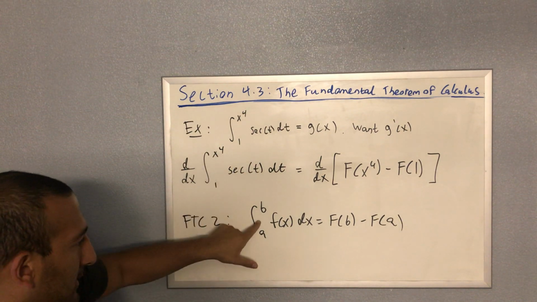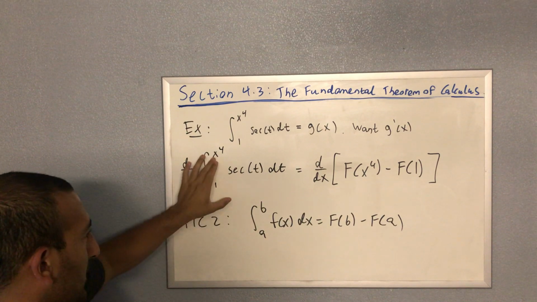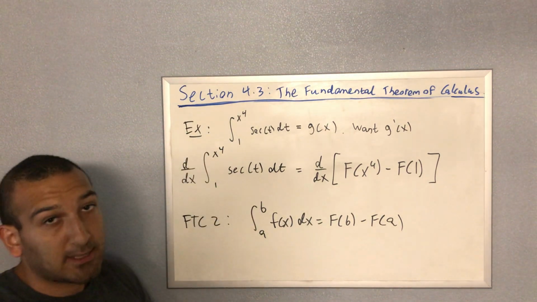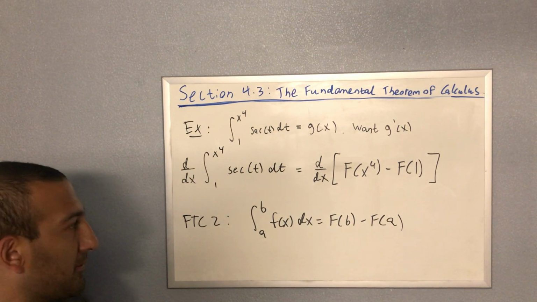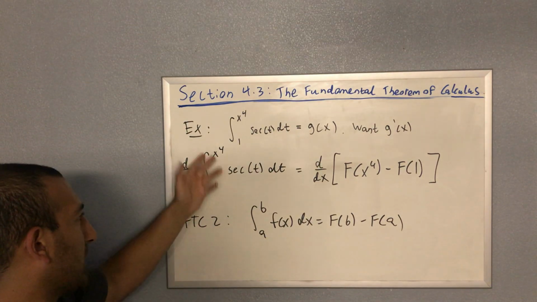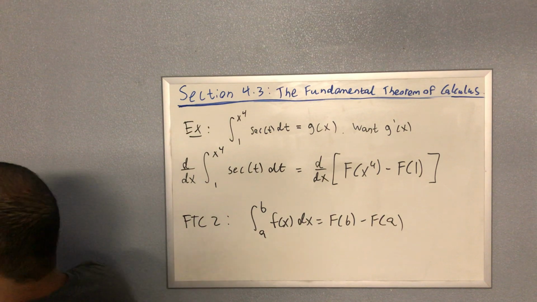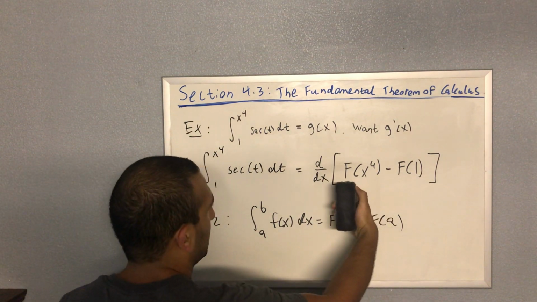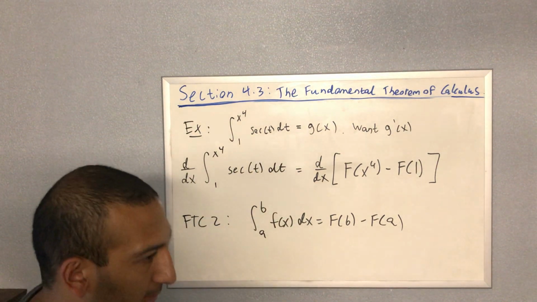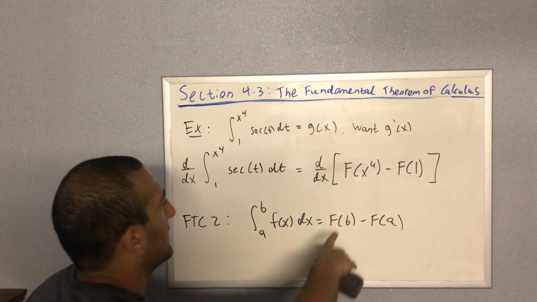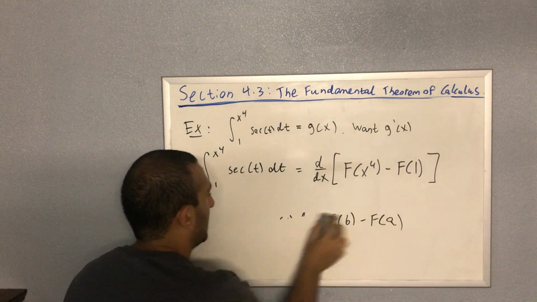Well, this does not have to be a number, it could be an arbitrary thing. At this point it's some number x to the fourth. We don't know what x to the fourth is because x is a variable, but that's okay. In a sense, it's still a number. If you fix x, then this is just a number. So if x is 2, this is 16. So FTC 2 tells us that this is the antiderivative of this function, whatever that antiderivative is: capital F of x to the fourth minus F of 1.